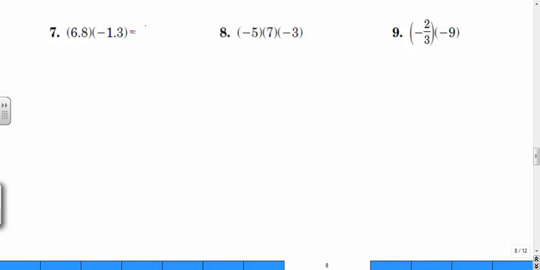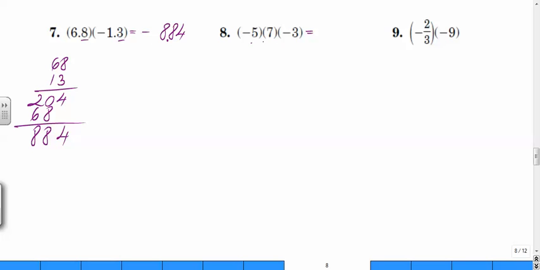6.8 times negative 1.3. The answer will definitely be negative. And you can multiply now 68 times 13. 3 times 8 is what? 24. 3 times 6, 18 plus 2, 21 times 8, 8, 6. You add them up, right? 4, 8, 8. But now, because your answer needs to have the same number of digits over the decimals like your factors here, 6.8 and 1.3, the answer would be negative 8.84, right?